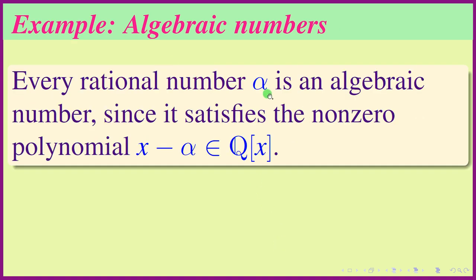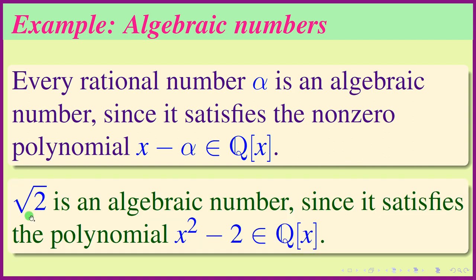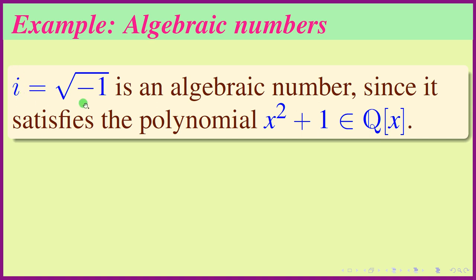Every rational number alpha is an algebraic number because it satisfies the non-zero polynomial x minus alpha, which obviously has rational coefficients 1 and minus alpha. Square root of 2 is an algebraic number since it satisfies the polynomial x squared minus 2, which is also in Q[x]. This complex number i, which is square root of minus 1, is an algebraic number because it satisfies the polynomial x squared plus 1.